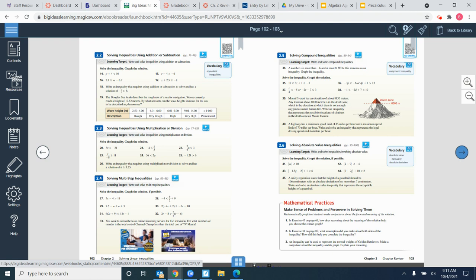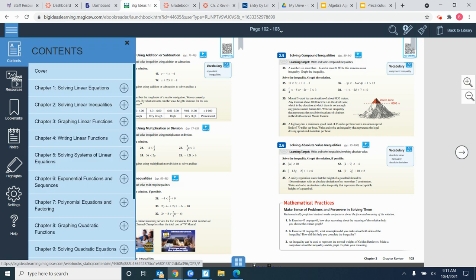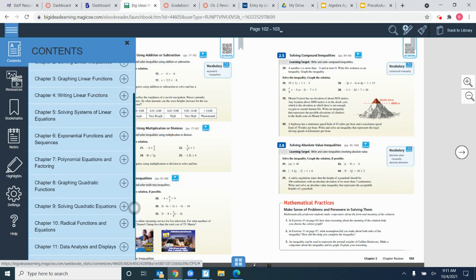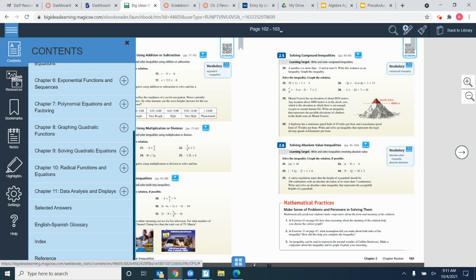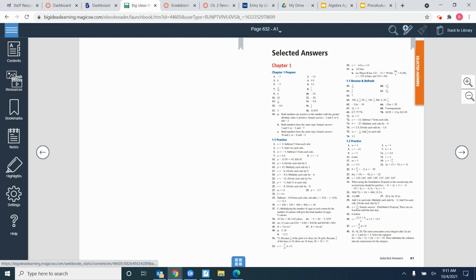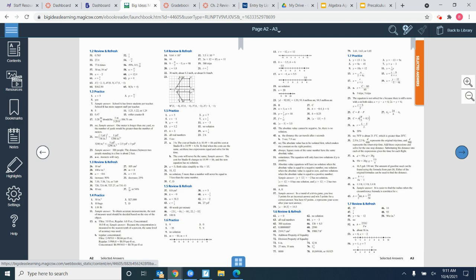So as you go through here, all I want you to do, if you're done with the practice test, is just pick some of these problems and do them. Now, one thing that's nice, if you want to check your answers, and I'll show you here, if I go to contents, and it says selected answers, it will go through here. Now for the reviews, it will list all the answers.